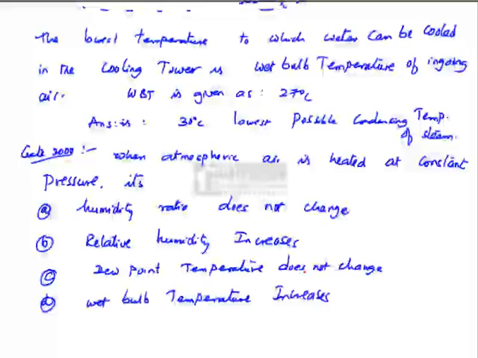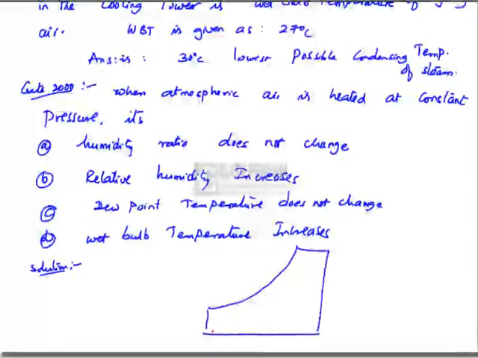The atmospheric air is heated at constant pressure. It means the solution to this problem is given by indicating the process on the psychrometric chart. This should be the sensible heating process in which humidity ratio does not change. A is the answer. Relative humidity, in fact, will decrease. Dew point temperature also would not change, and wet bulb temperature also increases. All the psychrometric processes are assumed to be taking place at constant total pressure. So answers are A, C and D.